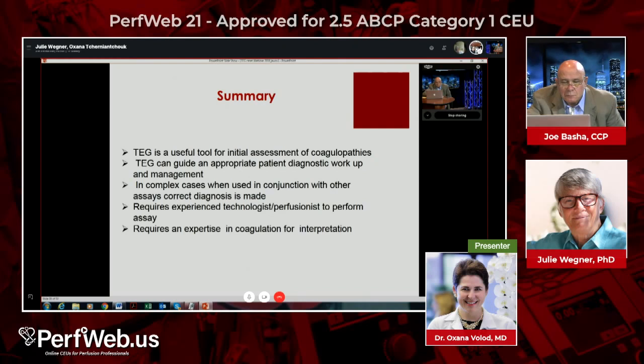So in summary, I do believe that TEG is a very useful tool for initial assessment of coagulopathies. It can guide appropriate diagnostic workup and patient management. It can target your workup, yes. In complex cases, again, it should not be used alone, but it can guide diagnosis and treatment. It does require experienced technologists or perfusionists to perform the assay, and requires expertise in coagulation for interpretation. As I mentioned to you, in our institution, I work very closely with the perfusion team. We provide a lot of training, and anytime they have questions, they know that they can reach me on my cell phone, and even when I'm out of the country, I will respond and discuss cases with the team.